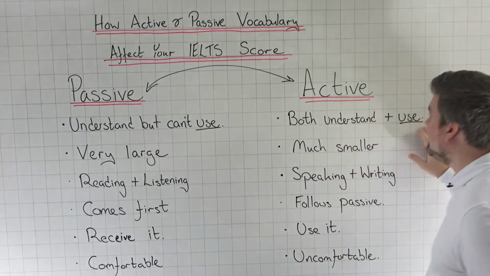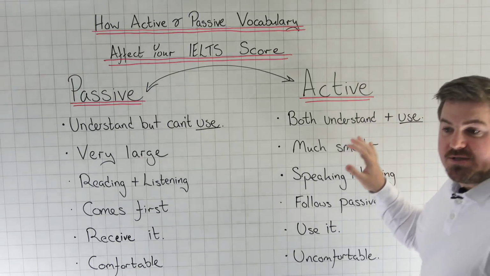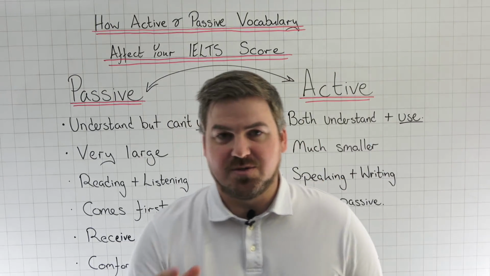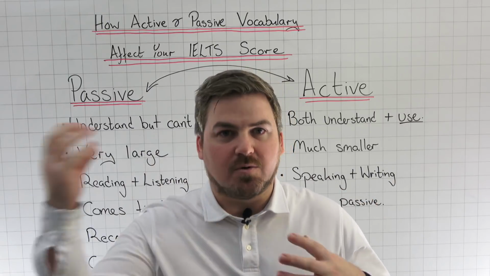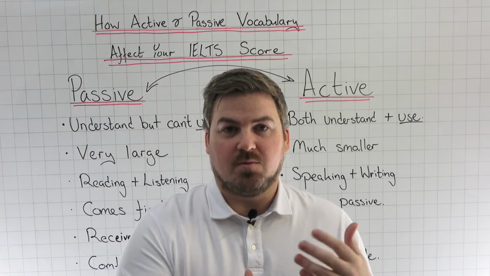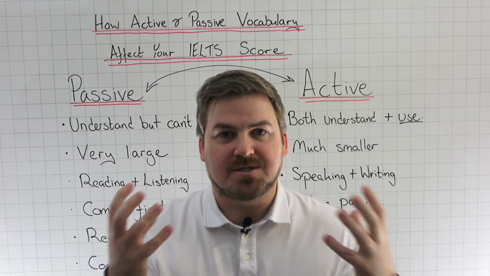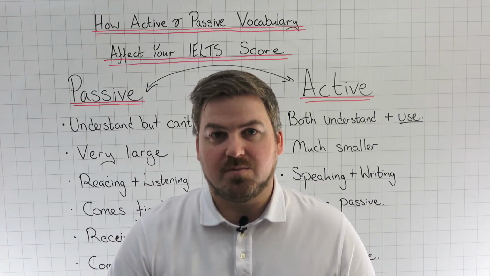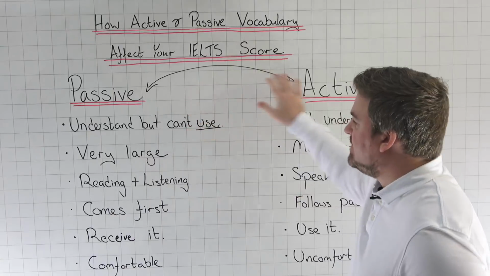So your active vocabulary, those are words that you can both understand and use. So you have no problem understanding them when you see them in a book or when you listen to them, and you also have no problem using them when you're speaking and when you're writing. You don't make any mistakes and you understand the meaning. You have no problem using those words. And there's a big difference between passive and active.